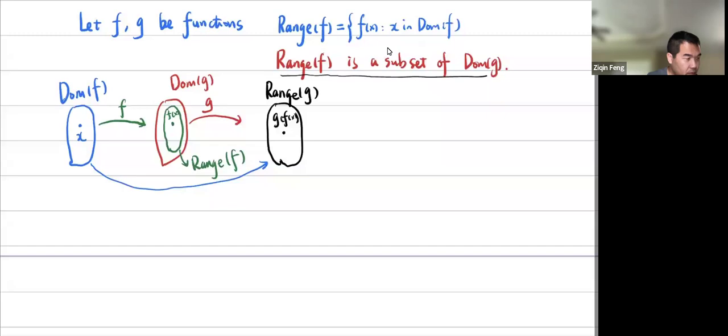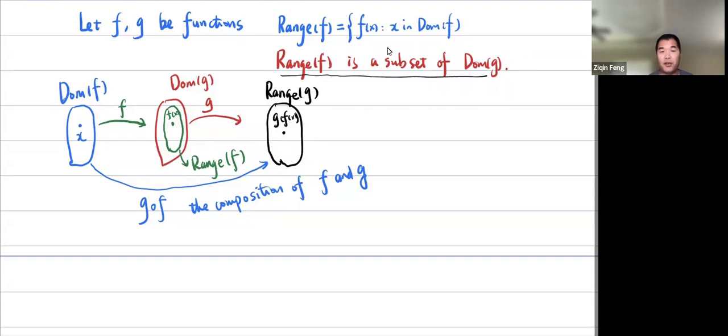So the notation for that is g circle f, right? That's the composition of f and g. First apply f, then apply g. You can see that the order matters in this case. If you have a different order, you have different compositions, right?